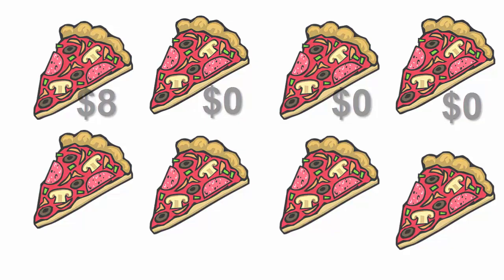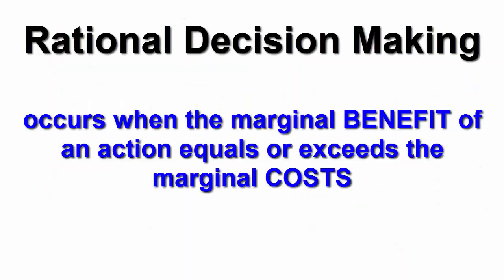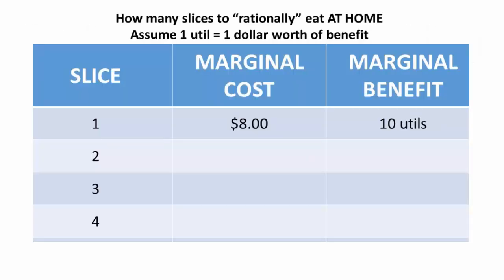Well, now we can start making some decisions. In the Georgia Standards of Excellence, rational decision making is described as decisions that occur when the marginal benefit of an action equals or exceeds the marginal cost. How does this relate to our pizza example? Well, let's put the marginal benefits and marginal costs side by side and compare. The marginal cost of the first slice of pizza is $8. The marginal benefit of that first slice of pizza is 10 utils. Now, for the moment, assume that for this person in the example, 1 util is equal to $1.